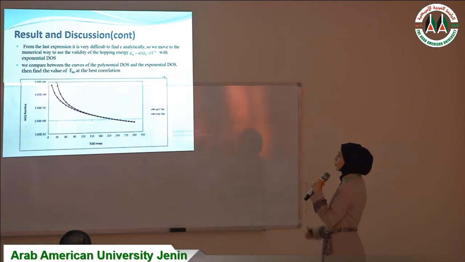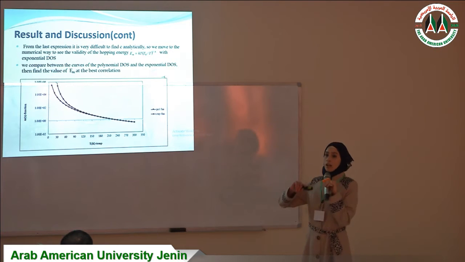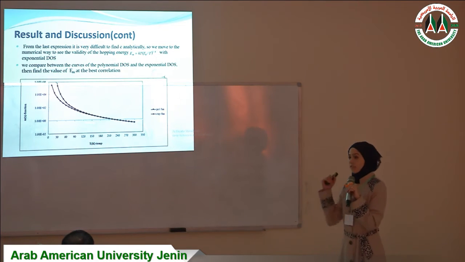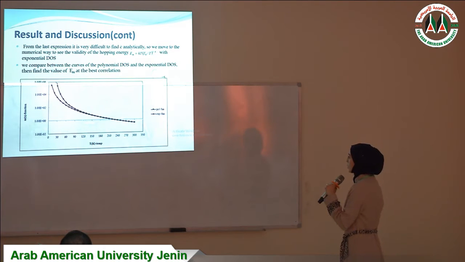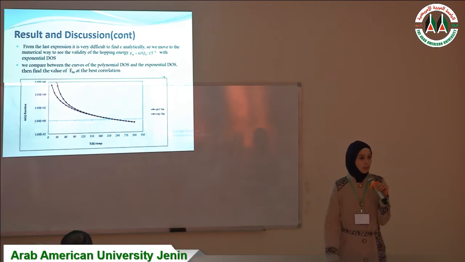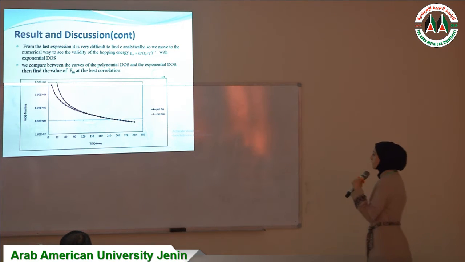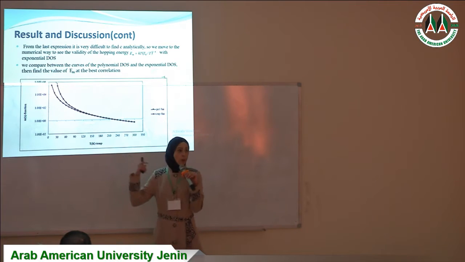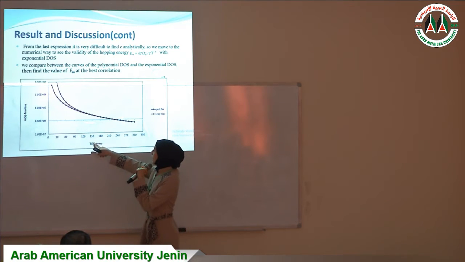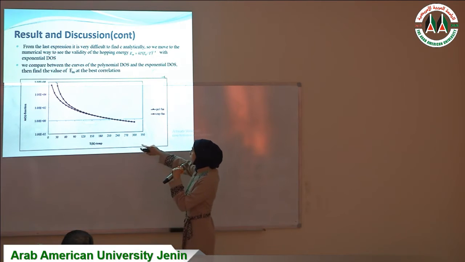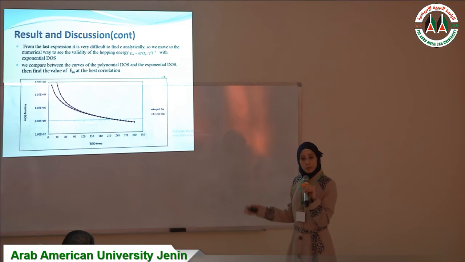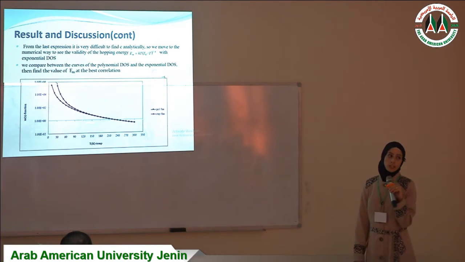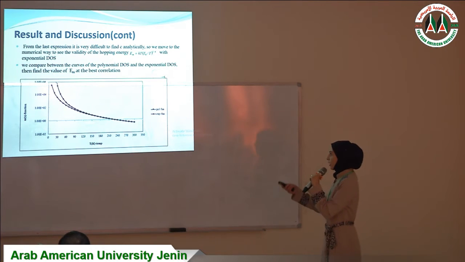And after we go to the numerical, we compare between the polynomial, which is assumed to be valid, and we prove that. We compare the two curves in exponential density of state and polynomial density of state, and from the best correlation, we can find EM. And here, we observe that the interval of our research, from 150 up to 320, has matched in the two curves. And so we prove the validity of the density of state and exponential assumption or formula.